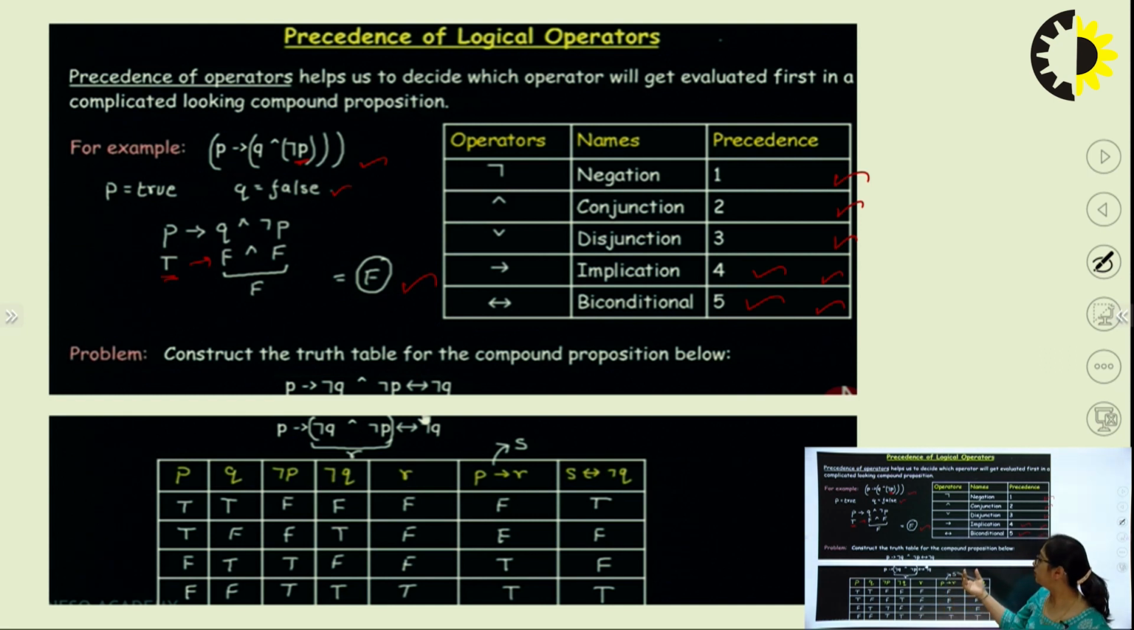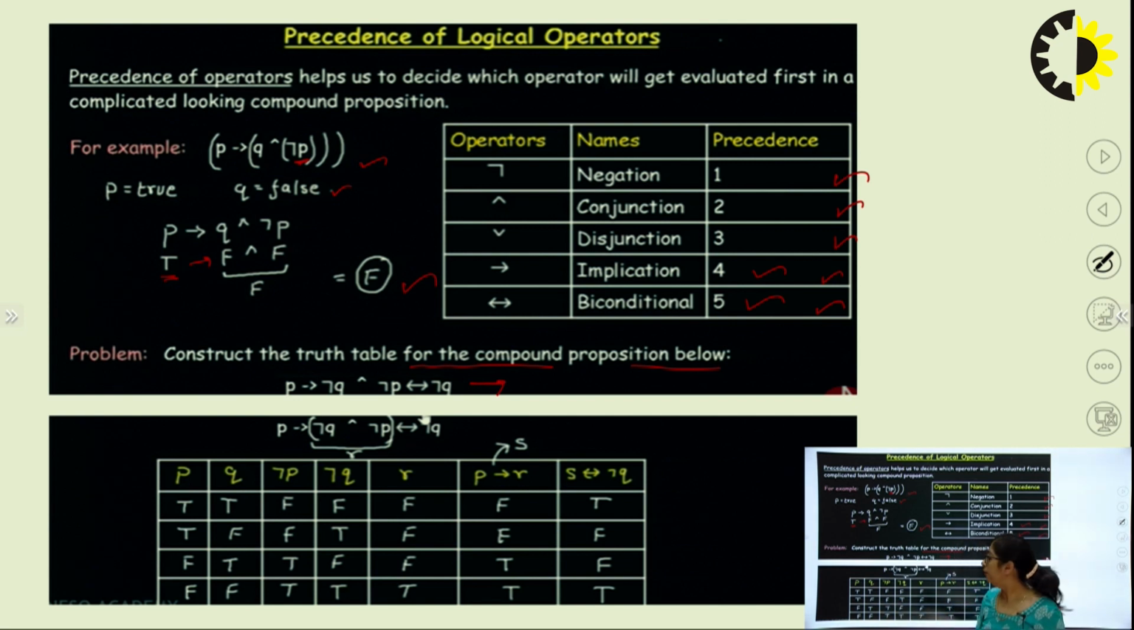Okay, so problems. So let's discuss one problem. Construct the truth table for the compound proposition below. So here we have been given some statement, and we have to build some propositional logic. So let's start with P implies Q, because we have two variables here, so four possibilities are there. We have initially taken P as true, true, false, false and Q as true, false, true, false.